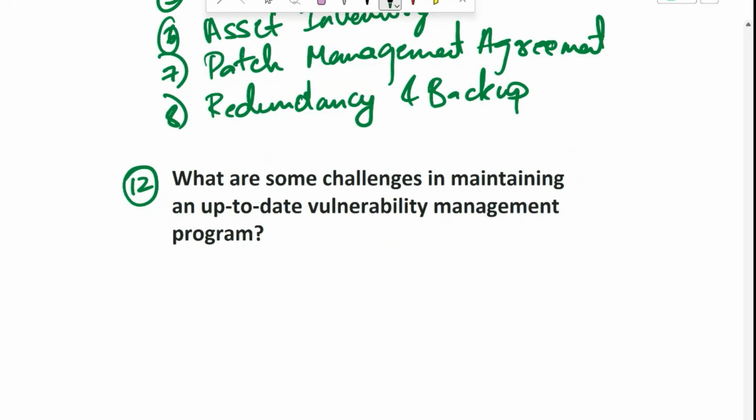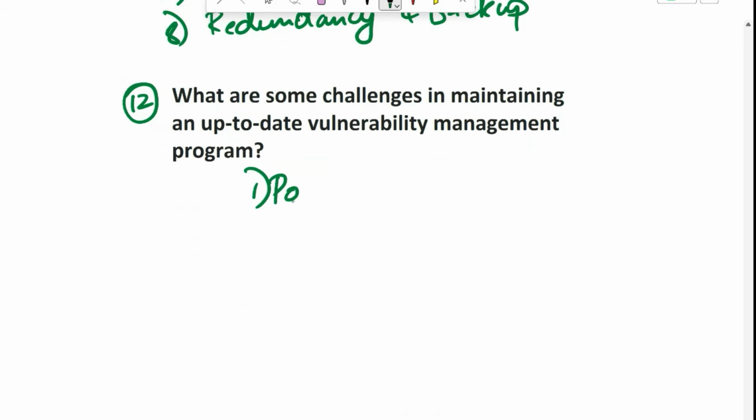What are some challenges in maintaining an up to date vulnerability management program? Maintaining an up to date vulnerability management program can be challenging due to various factors that impact the effectiveness of the program. Let's see some of the common challenges that organizations face. First problem is proliferation of assets. Organizations often have a large and constantly changing number of assets, including servers, workstations, applications, and IoT devices. Keeping track of all these assets and their vulnerabilities can be daunting.